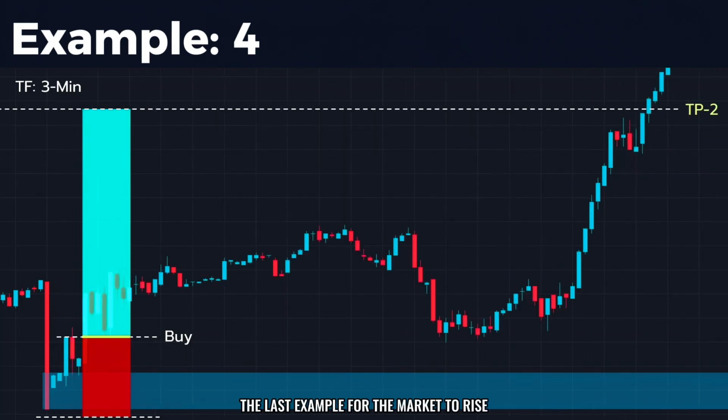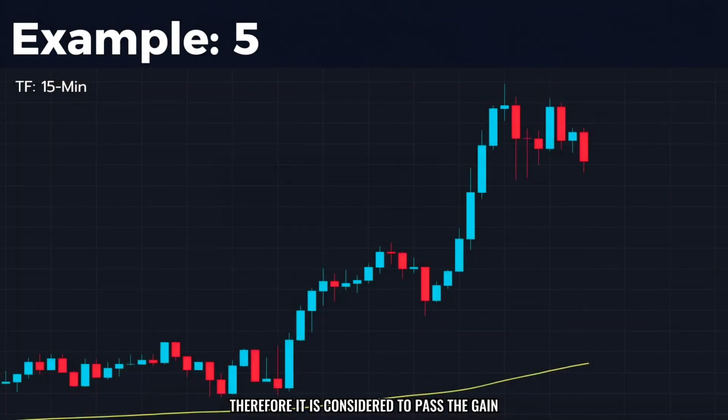The last example for the rising market, the fourth example: the price is above the EMA 200 line. Therefore, it is considered to pass the filter. The price went from high to low, until at some point it tried to go back. This area turned into a long two-barrel chain. Therefore, it is an important trend.